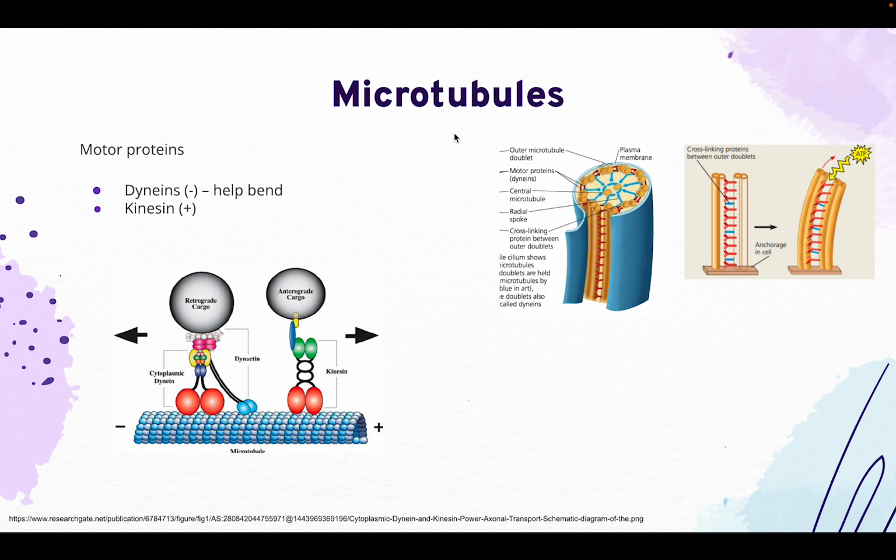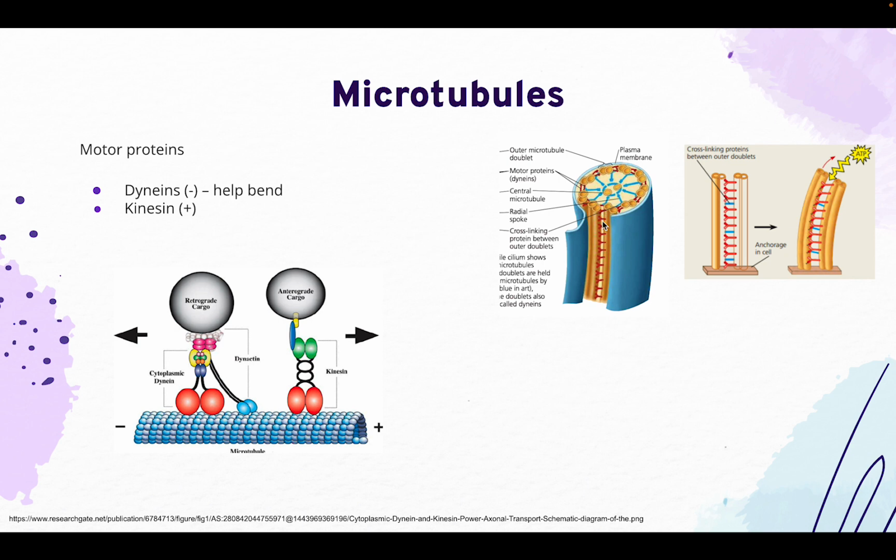So here's a little bit more about microtubules. You've got these motor proteins, dyneins and kinesin. You notice this minus and plus end. Kinesin moves towards the plus end of our microtubule, the end that's growing faster, whereas dyneins move the other way. Kinesins are kind of special because I believe they're the only motor protein that moves this way. But dyneins are also found in certain microtubule structures to bend them.